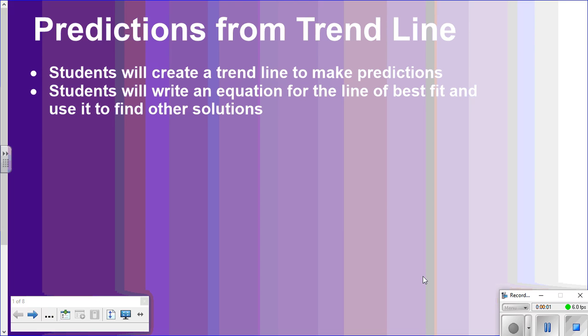In this lesson, we'll be talking about predictions from a trend line. By the end of the lesson, you should be able to create a trend line to make predictions, write an equation for the line of best fit, and use it to find other solutions.